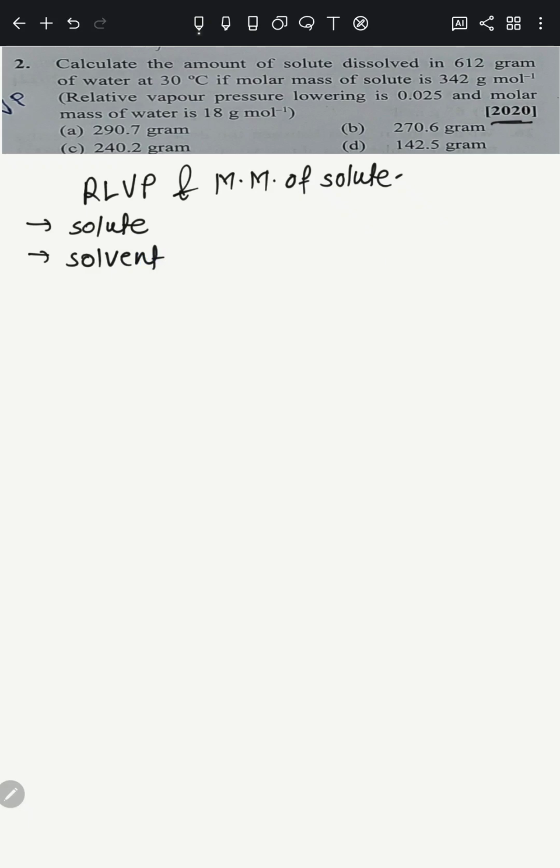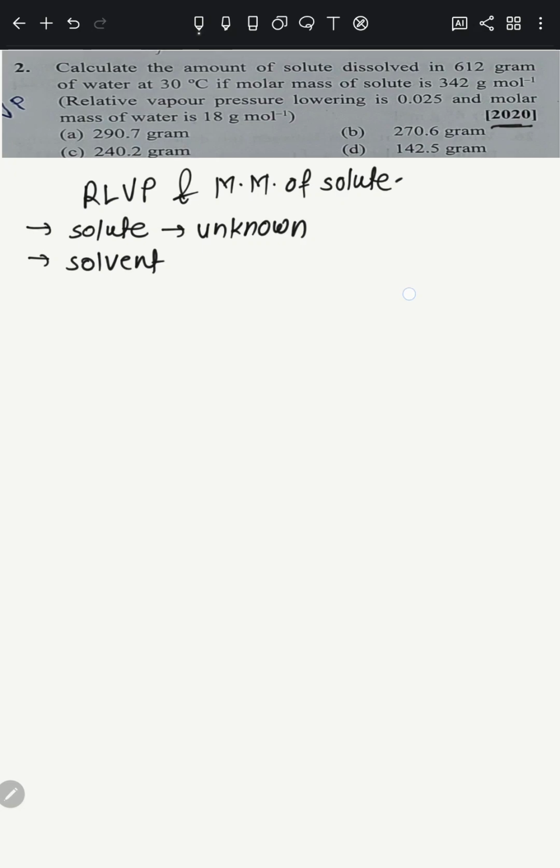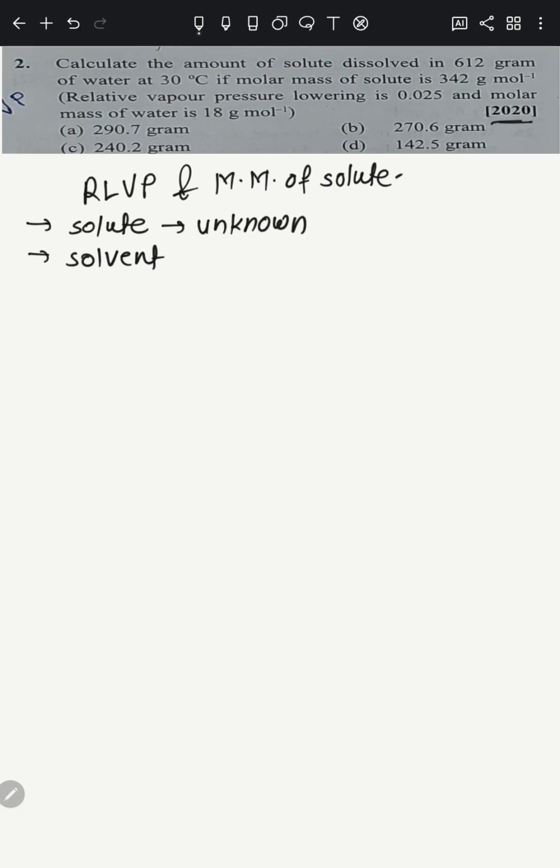Now read the question. Calculate the amount of solute dissolved. So name is not given, so we are going to say it's unknown. Solute is unknown. In 612 gram of water, solvent is the water. So I can understand solute is unknown, solvent is the water. Now the next is that find out every value.